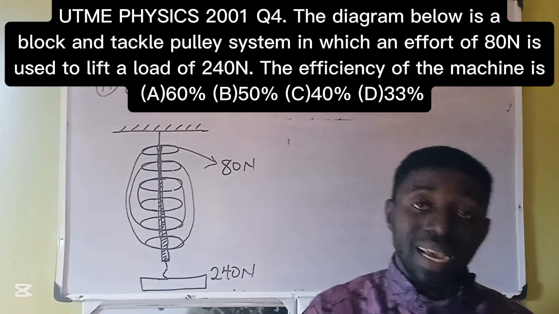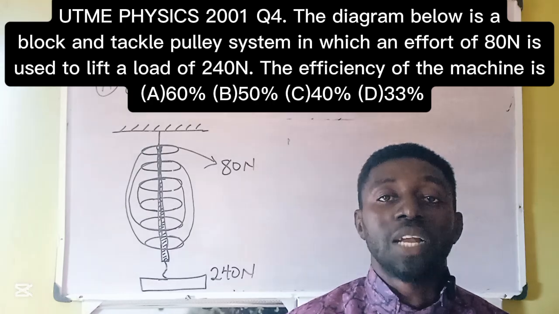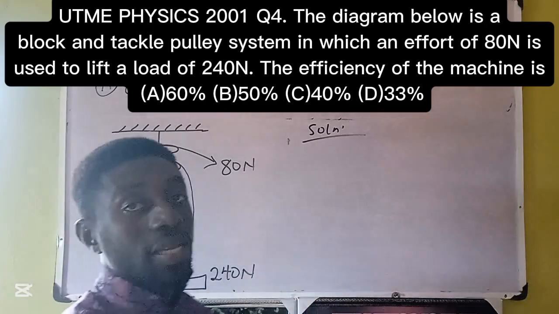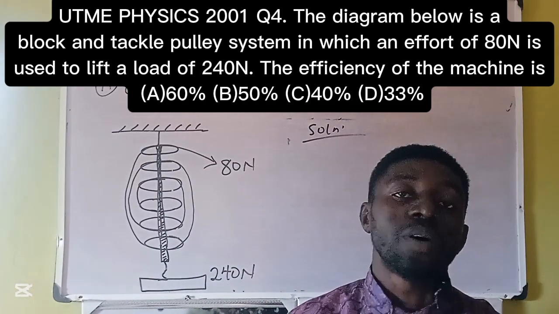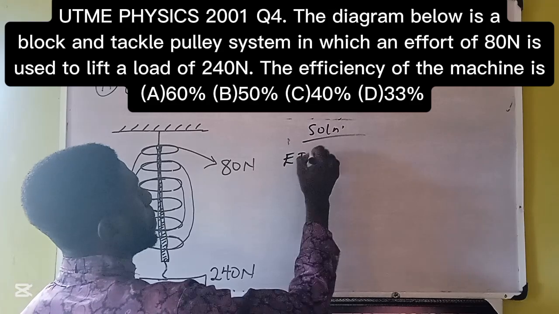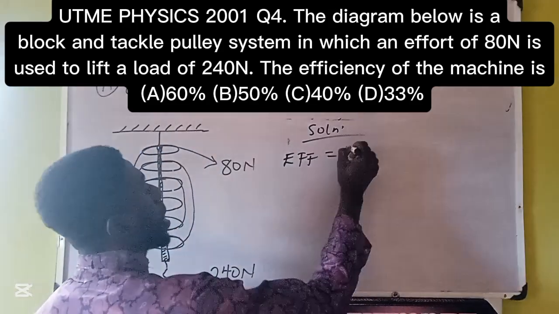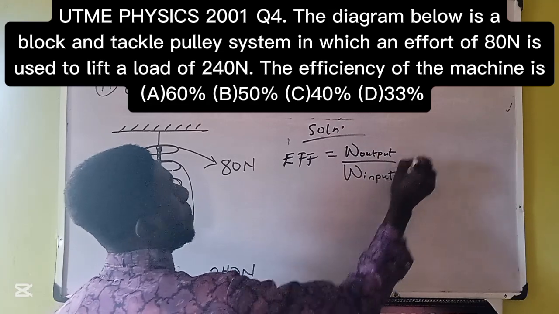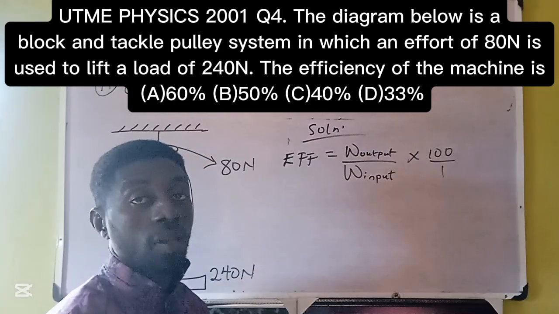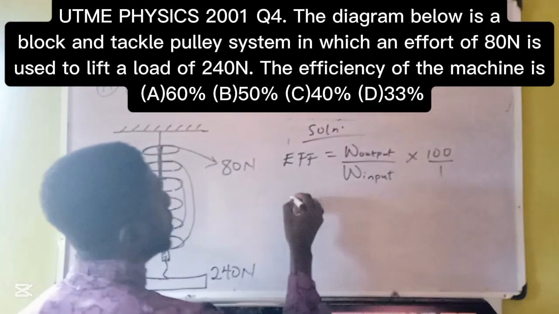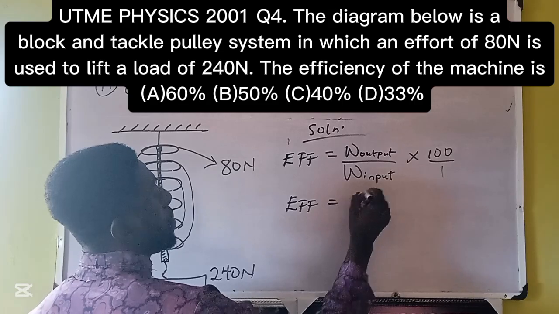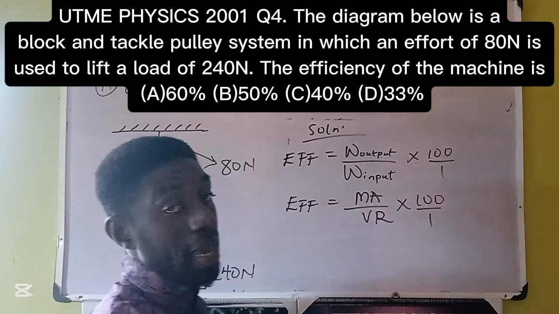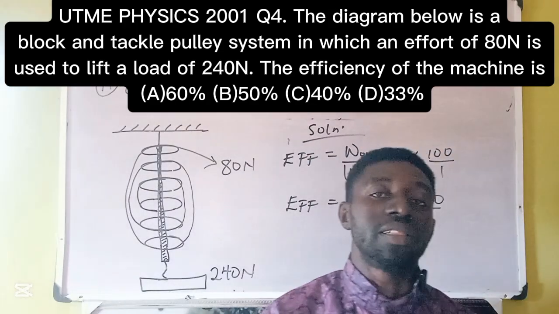But recall, there is a formula for finding efficiency. I'll be stating two formulas for finding efficiency. The first one says, efficiency is equal to work output over work input times 100 over 1. This is the same as efficiency is equal to MA over VR times 100 over 1. MA is a concept known as mechanical advantage.